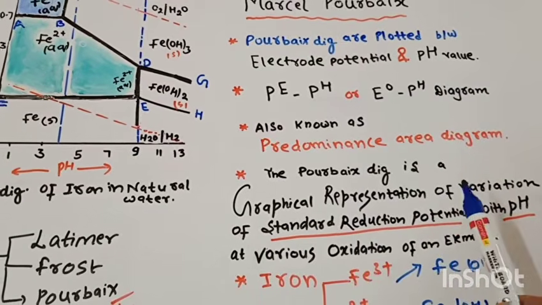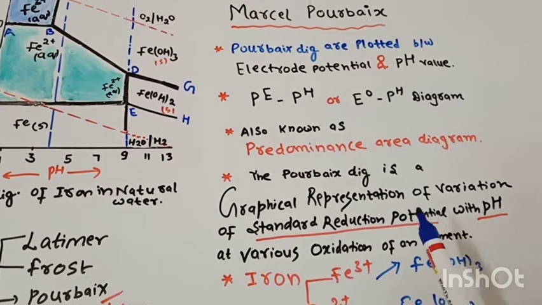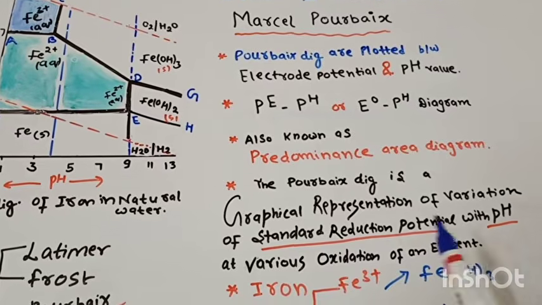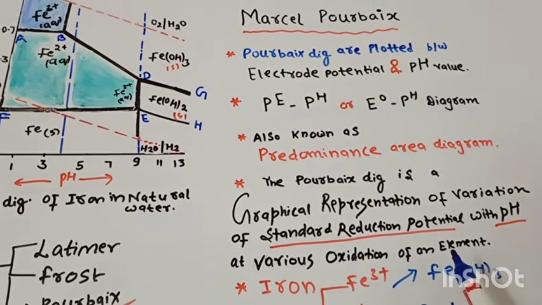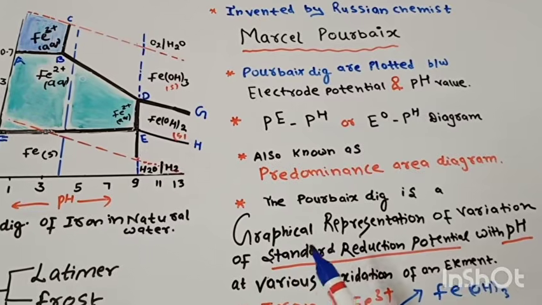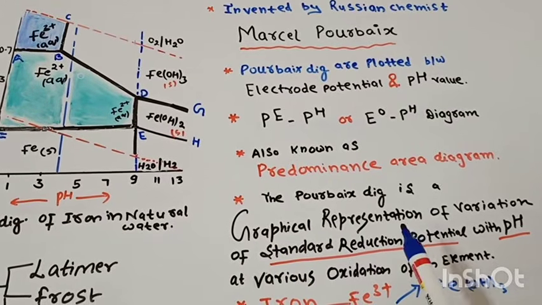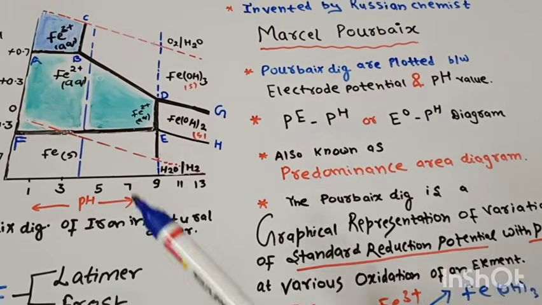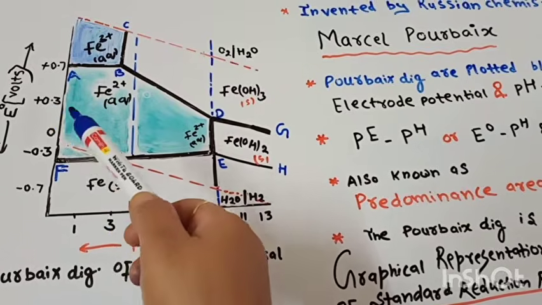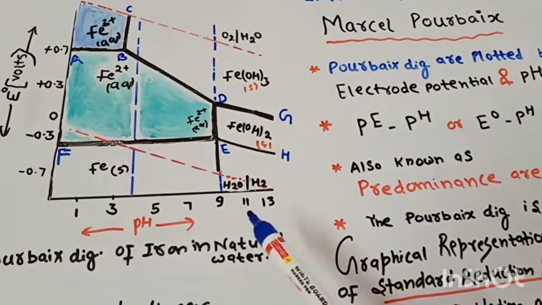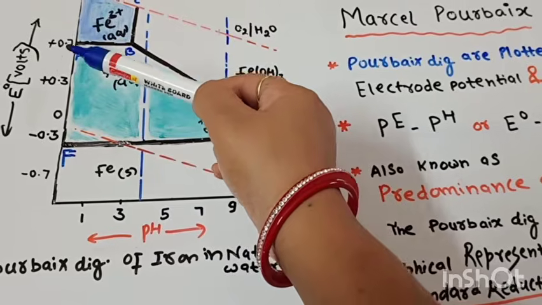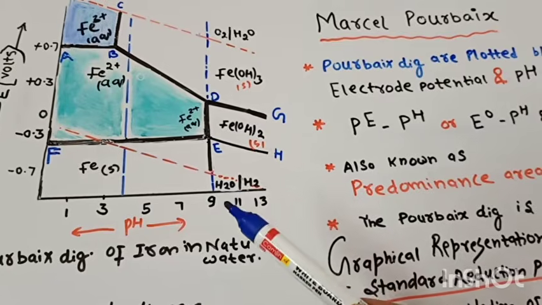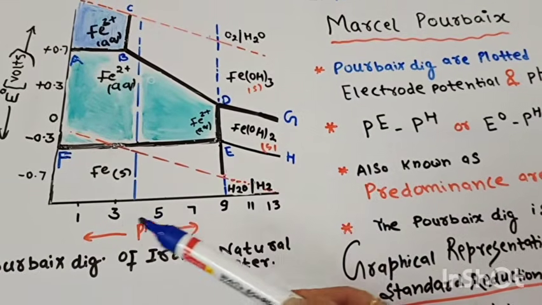The Pourbaix diagram can be defined as a graphical representation of the variation of standard reduction potentials with the pH of various oxidation states of an element. So in general we can say that Pourbaix diagrams are the graphical representation of variation of standard reduction potential values with the pH. Means what do we have to read in this graph? How the electrode potential values and the pH are changing. If the potential values are decreasing or increasing with the pH, then what is the relation between these two? When one decreases, our pH is increasing.